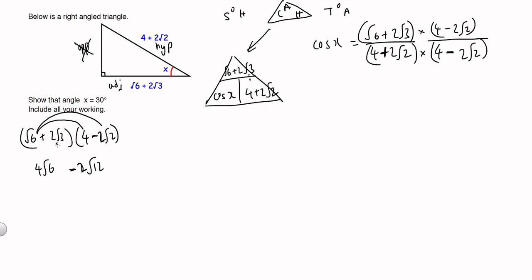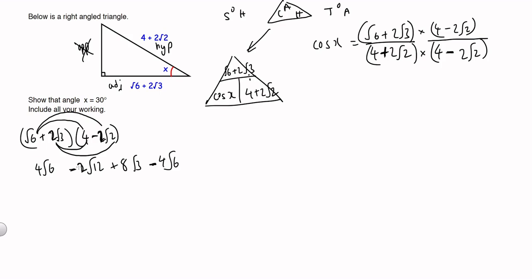2 root 3 times 4 is 8 root 3, because 4 times 2 is 8, and that's just root 3 by itself. And then finally, there's a positive number multiplied with a negative number, so you'll get a negative outcome. 2 times negative 2 is negative 4. I've already got the negative there. And then root 3 times root 2 is root 6.